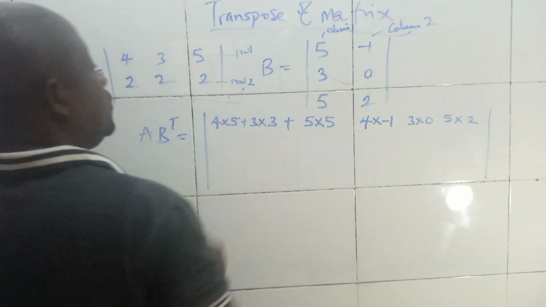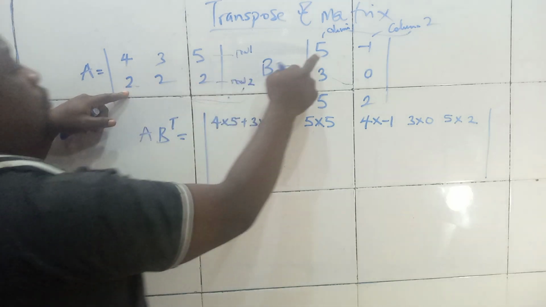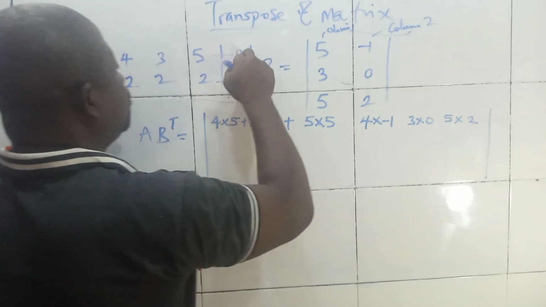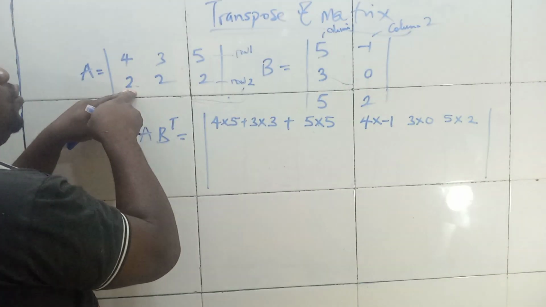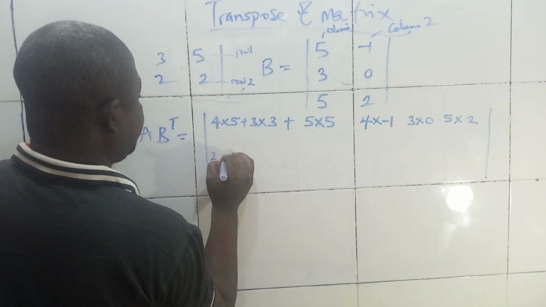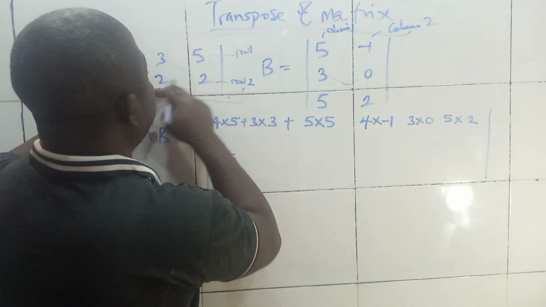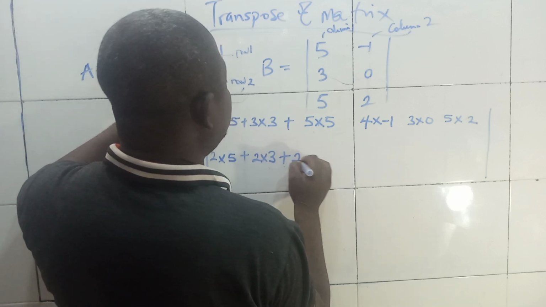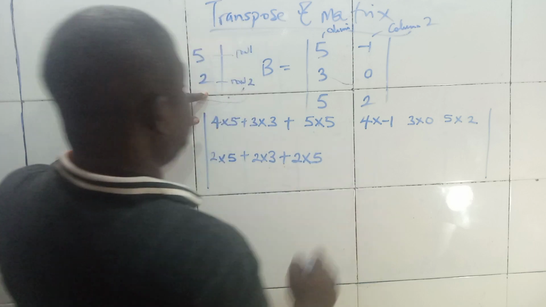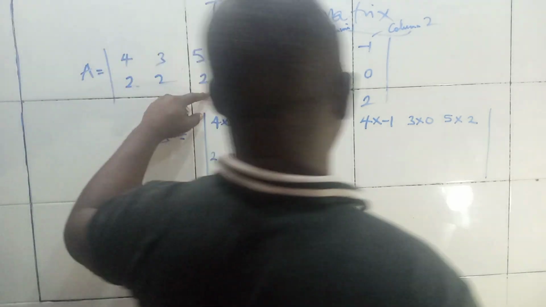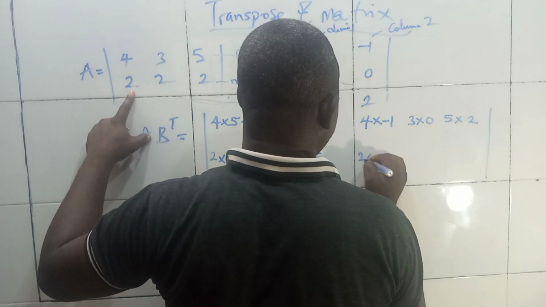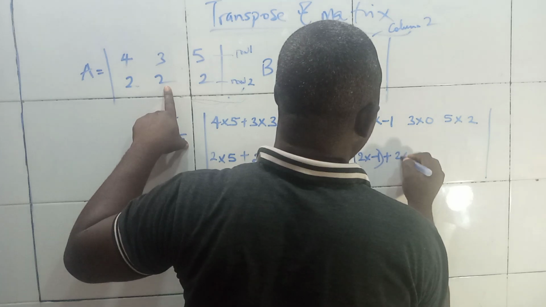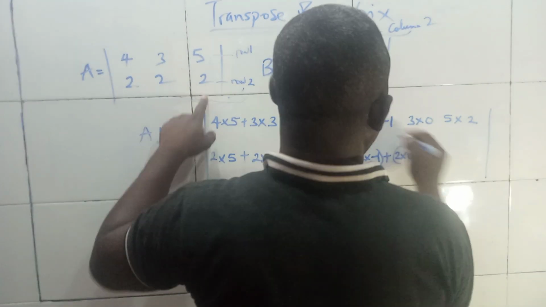So you close it. Then you go to the second row, column, column. I've done the first row, column, column. So the second one now, 2 times 5, 2 times 3 plus 2 times 5. So I've done the first one. So go to the second one. We have 2 times minus 1 plus 2 times 0 plus 2 times 2.